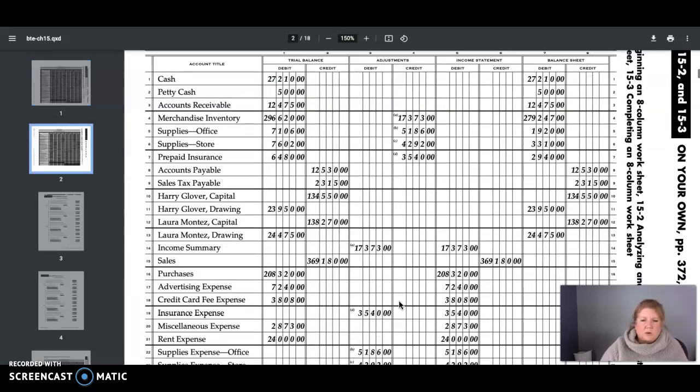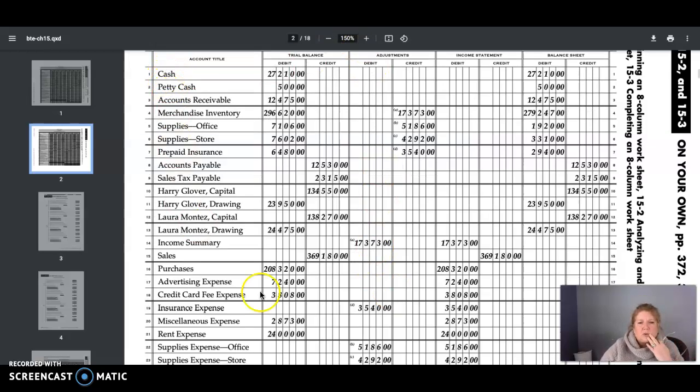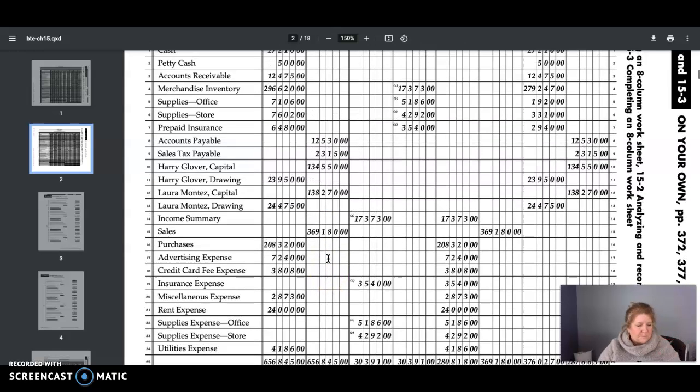So here's the on your own. I'm in the book, problems 15-1, 2, and 3. They're all done on the same worksheet. I'm in the book on page 371. The first part was to record your trial balance columns, so that's all done for you. Then you jump to page 377 in the book where you do your adjusting entries.